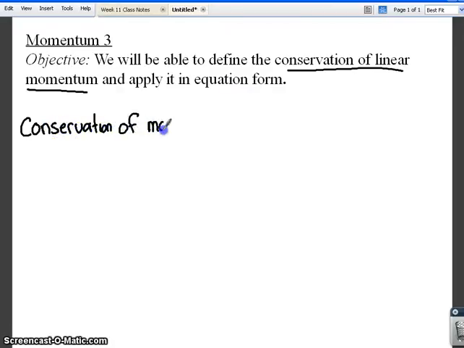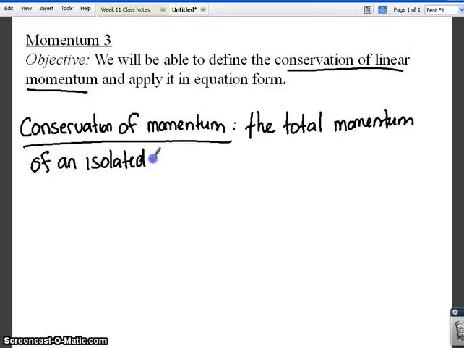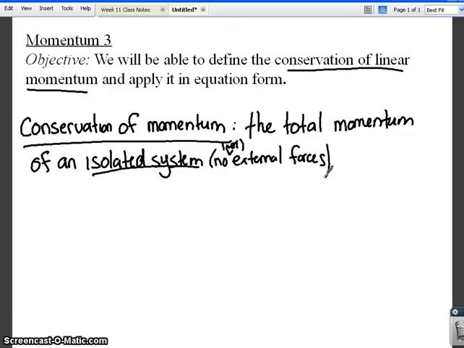Conservation of momentum. The total momentum of an isolated system, this means no external forces, no net external forces are acting on this system, okay? This remains constant.